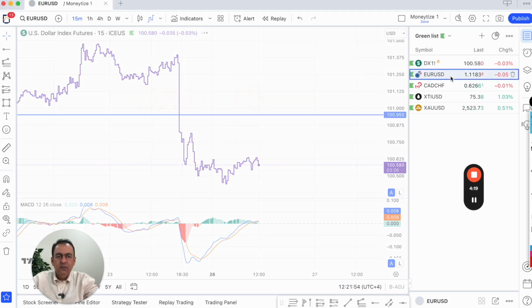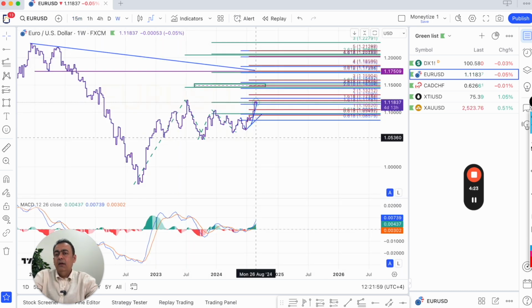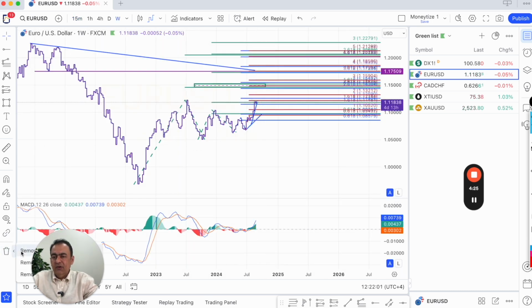So the next currency pair is Euro US dollar, starting from weekly. And again, I'm going to clean my chart.